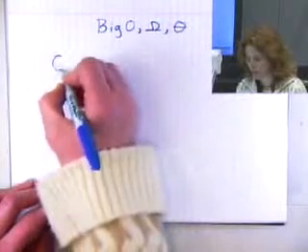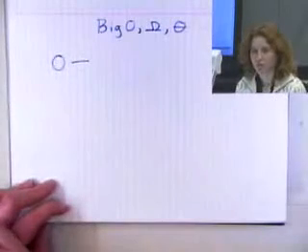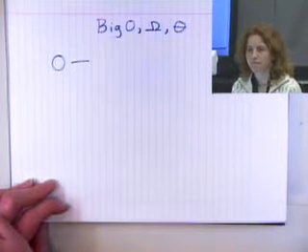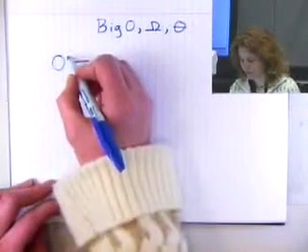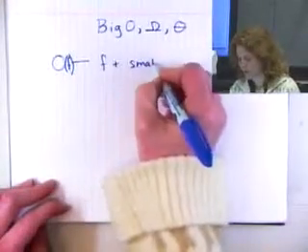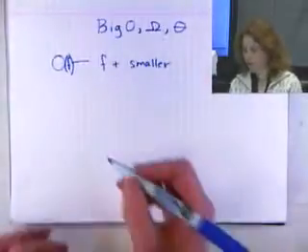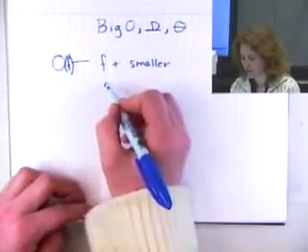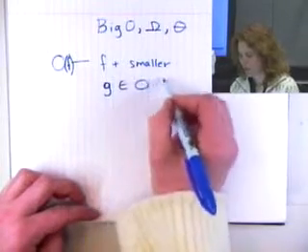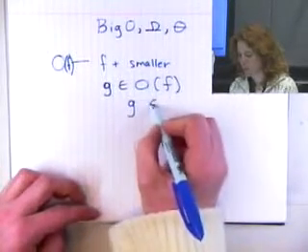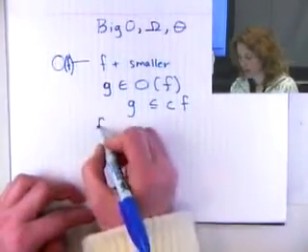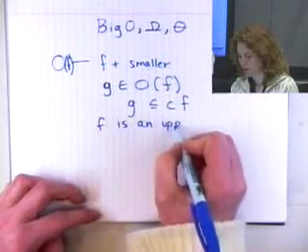So let's remember what BigO is. What is BigO? It includes everything of a function and lower. Right. So if I say that a function g is in big O of f, that means that g is less than or equal to c times f.